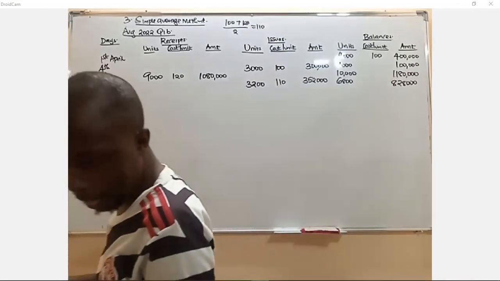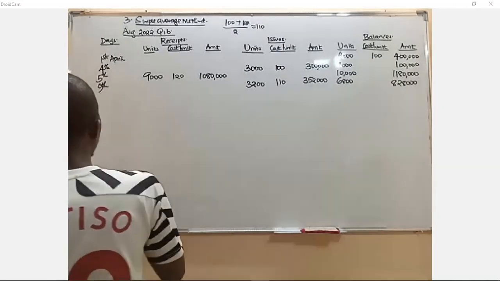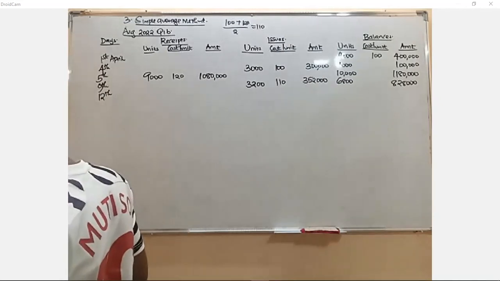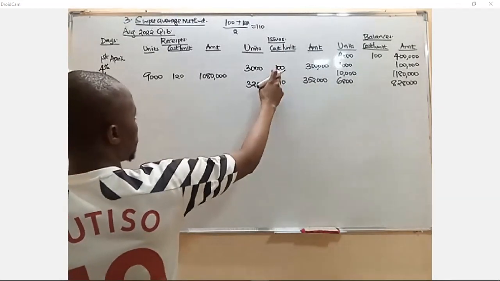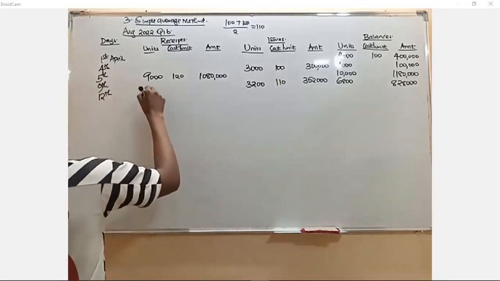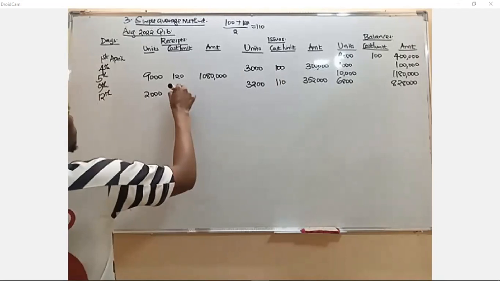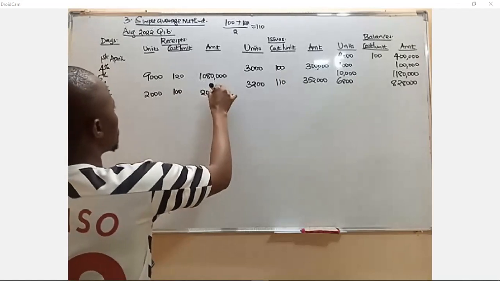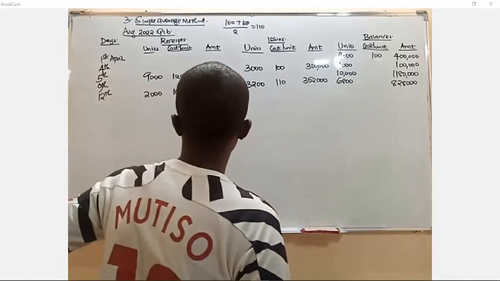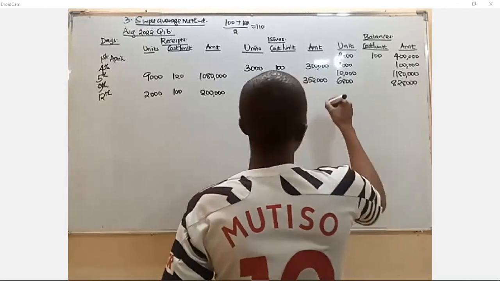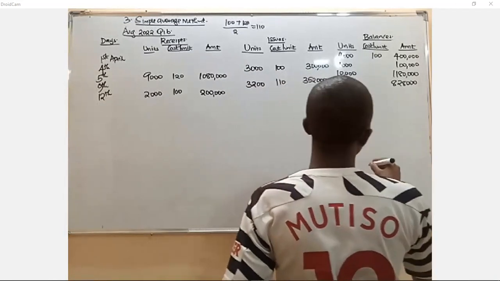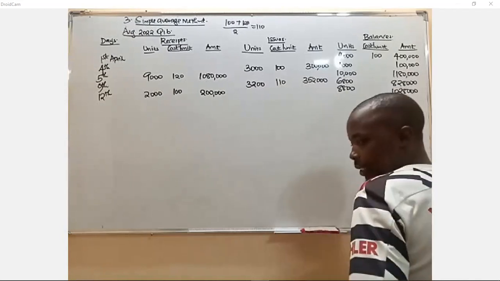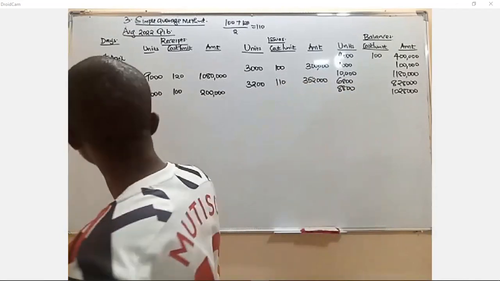Let us go on 12th. On 12th, some of the goods which we sold were returned. So we have been told the goods that we were able to sell on 4th, hizi zilirudishwa. So 2K by 100, how much are we getting? 200,000. Ukipeleka store, we are going to be having 8,800. Uki add up 200,000, we are getting 1,028,000.